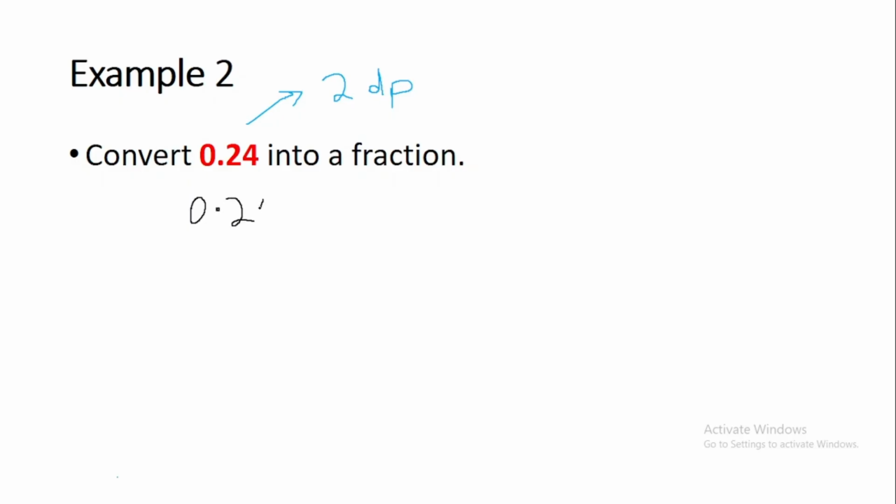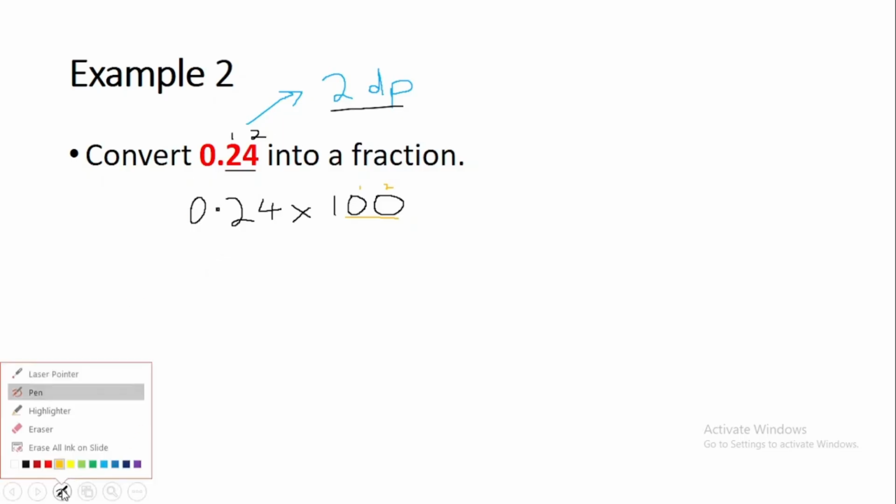It's going to be 0.24 multiplied by 1, and we're going to put 2 zeros. So therefore, we're going to multiply by 100, because this number has 2 decimal places. So we're going to multiply by a base 10 number that has 2 zeros. 1, 2. Alright, so with that being said, we're just going to multiply the 0.24 by our 100.